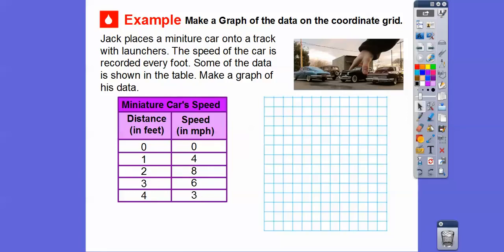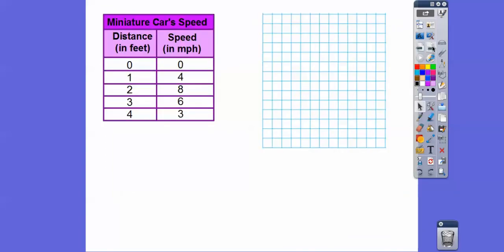Okay, so Jack places a miniature car onto a track with launchers. The speed of the car is then recorded every foot. Some of the data is shown in the table. Make the graph of his data. So imagine, he shoots these cars in these launchers, and they start off really fast, and then they start slowing down, and sooner or later it's going to come to a stop, so the speed will be at 0 again. But that's why it says some of the data right here. Okay, let me slide that up so we can play around with that there.